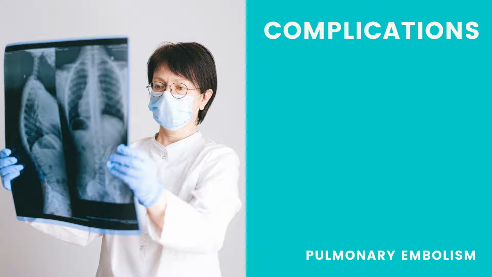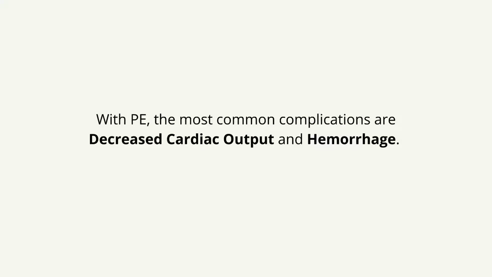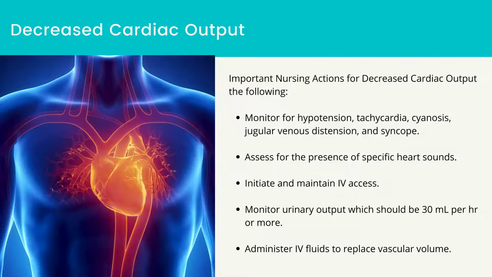Complications. With PE, the most common complications are decreased cardiac output and hemorrhage. The most important skill as a nurse is to prevent such complications by learning to identify early signs. Let's talk about the complication of a decreased cardiac output. Decreased cardiac output occurs when the blood volume is decreased.